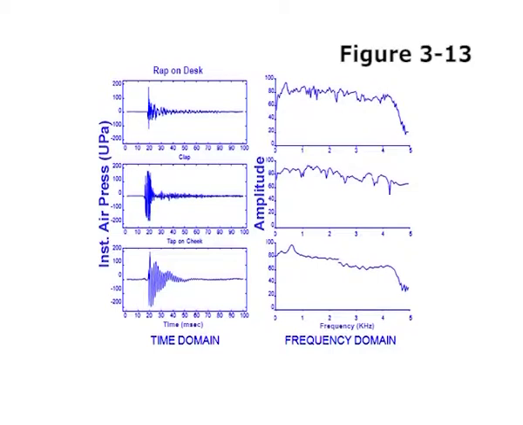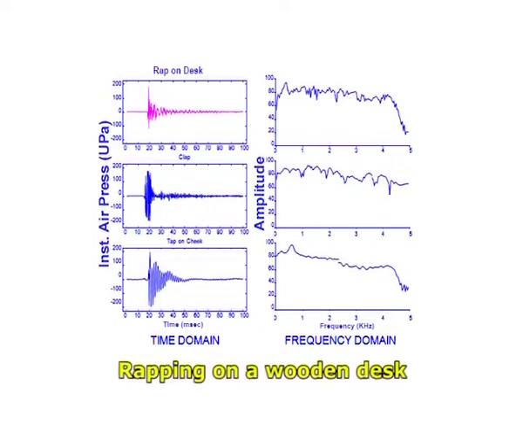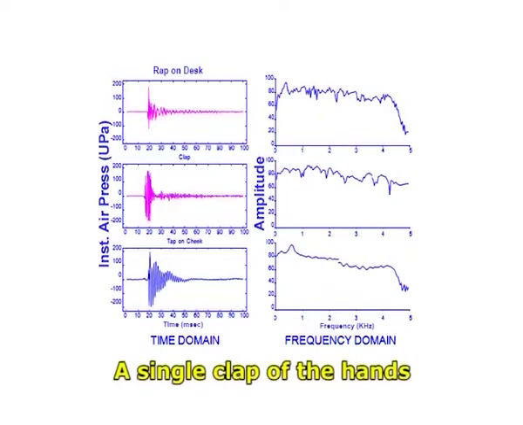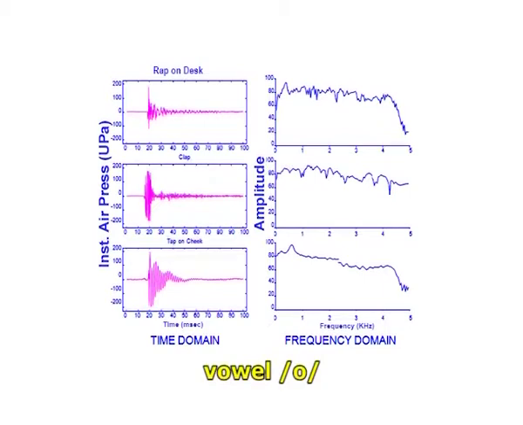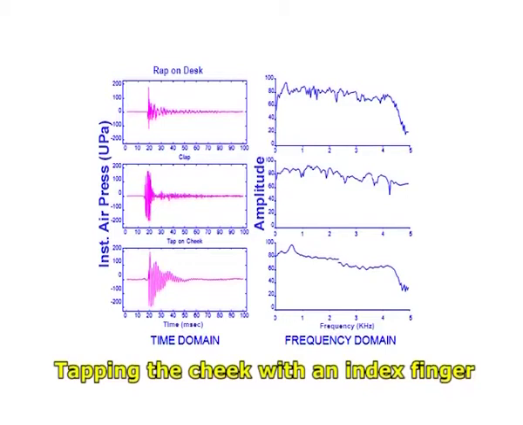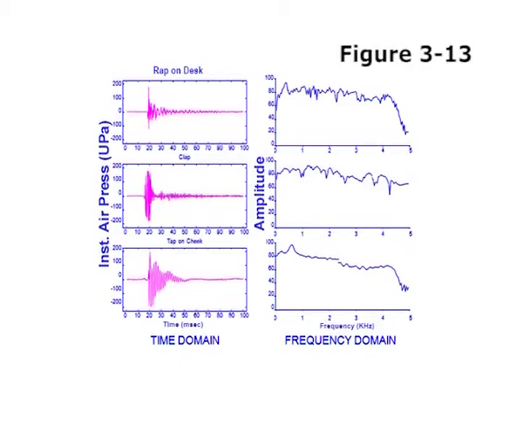Figure 3.13 shows time domain representations and amplitude spectra for three transients. The transient in the top panel was produced by rapping on a wooden desk. The second is a single clap of the hands, and the third was produced by holding the mouth in position for the vowel O and tapping the cheek with an index finger. Note the brief durations of the signals. Also, as with continuous aperiodic sounds, the spectra associated with transients are dense. That is, there is no evidence of harmonic organization.